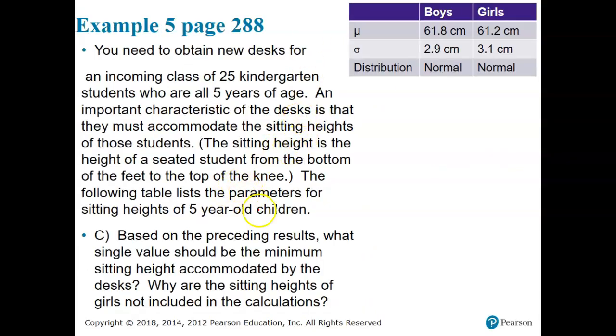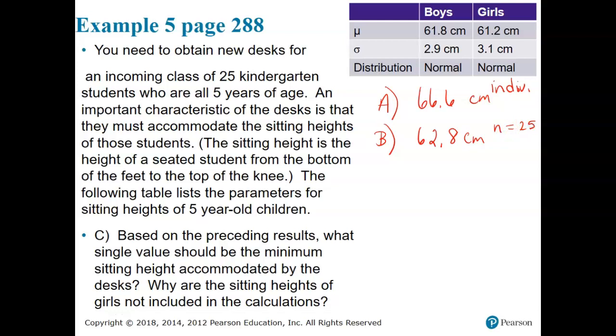Okay, part C, based on the preceding results, what single value should be the minimum sitting height accommodated by the desk? Okay, so you're the principal, you've got this information, you've got to figure out, are you going to buy a desk that for part A was 66.6 inches and that was specifically for an individual, or are you going to do the one for the group, which was 62.8? And in this case, that was centimeters, not inches. And that was for a sample of 25.